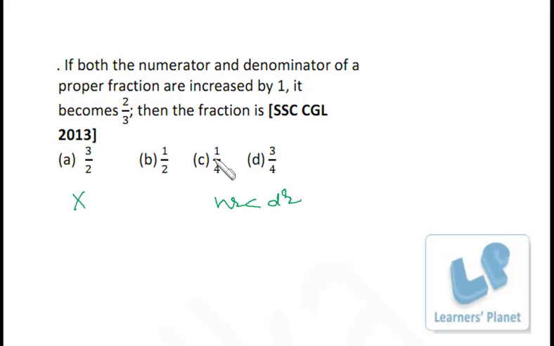Now we have 1 by 2, 1 by 4, 3 by 4. What you can do is just add 1 in the numerator and denominator and see whether you get 2 by 3 or not, right? So if you take this 1 by 2, if we add 1 in the numerator, we'll be getting 2, and 1 in the denominator, we'll be getting 3. So that's pretty simple. You are getting 2 by 3. So no paperwork is required at all. Just go by options, right?